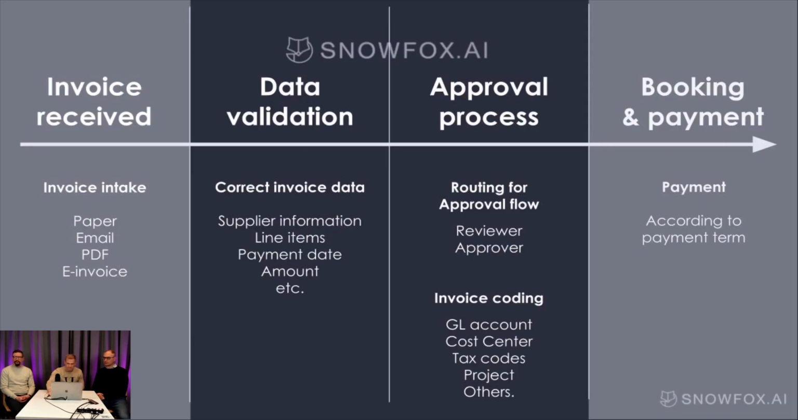So first of all, let's go through where Snowfox steps in when we are talking about the invoice-to-pay process. First of all, the invoices are received by the company. The invoices can come in different formats and in different ways: paper, email, PDF, e-invoice, whatever. Then some of those documents or invoices go through the OCR process. But anyway, there is the invoice image, and then there is some structured file which comes into OpenText VIM.